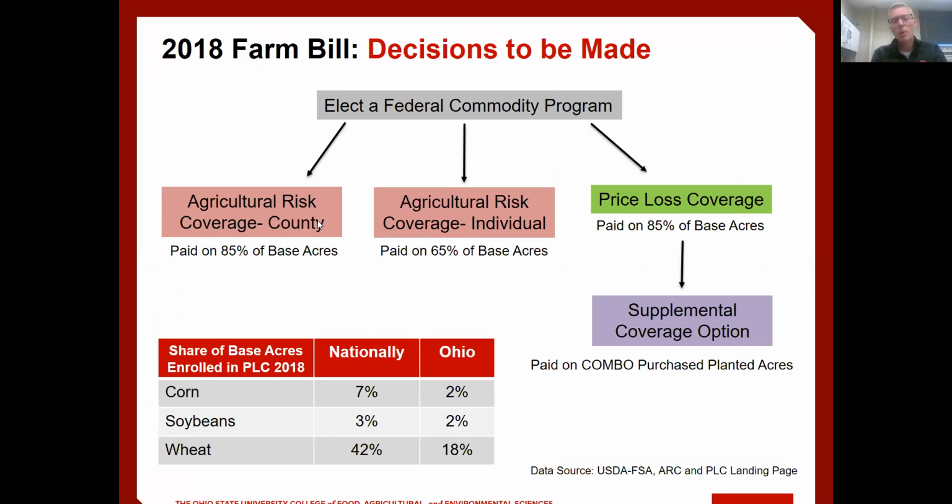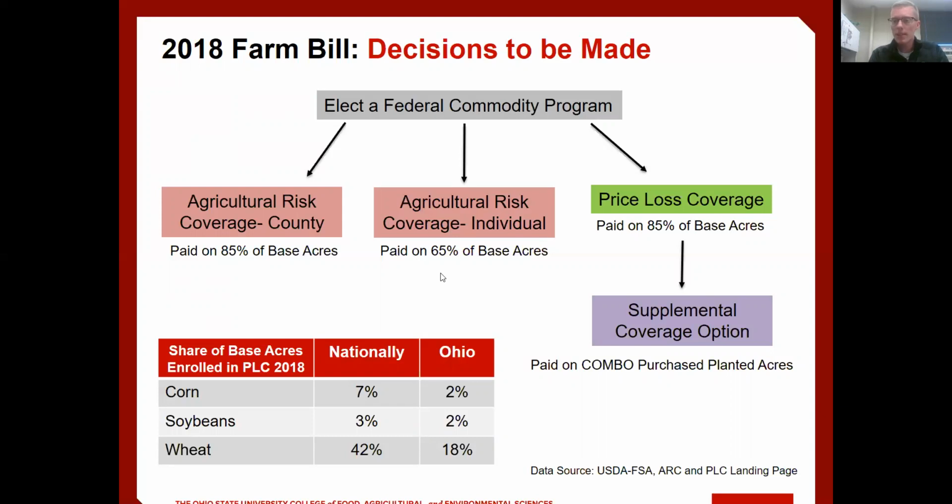But there are three separate programs: the Agriculture Risk Coverage County Program, the Agriculture Risk Coverage Individual Program, and the Price Loss Coverage Program. The Agriculture Risk Coverage County Program and the Agriculture Risk Coverage Individual Program are both revenue programs. They're based on historical revenue of a county, and any time that the current year revenue falls below a historic benchmark, a payment is triggered. However, the difference is that Agriculture Risk Coverage, the county option, pays on 85% of your base acres, and the individual coverage option only pays on 65% of those base acres.